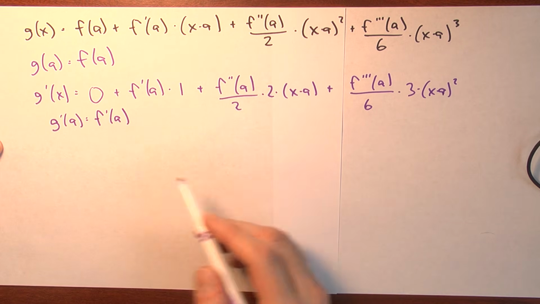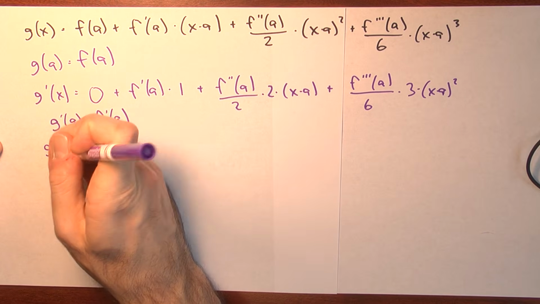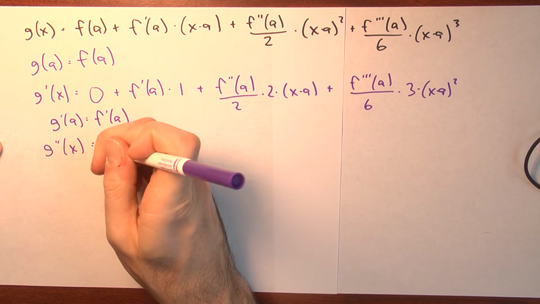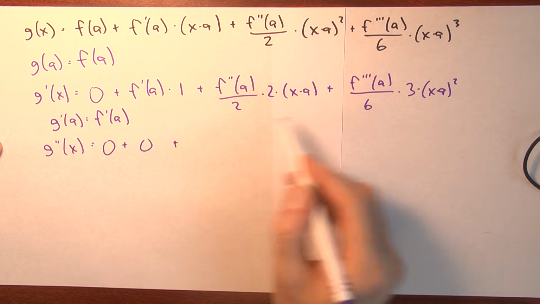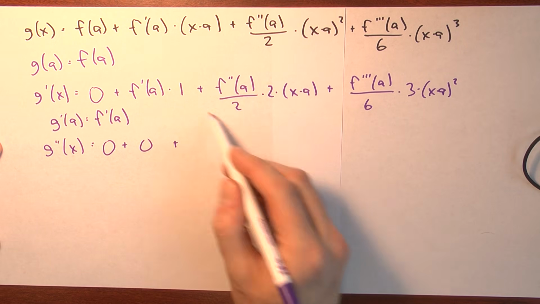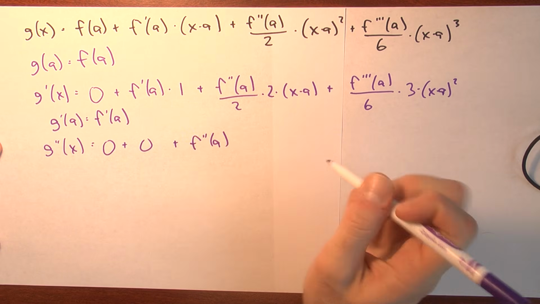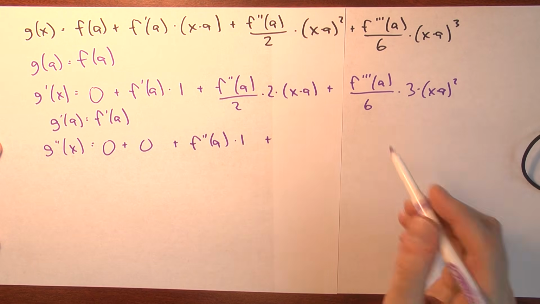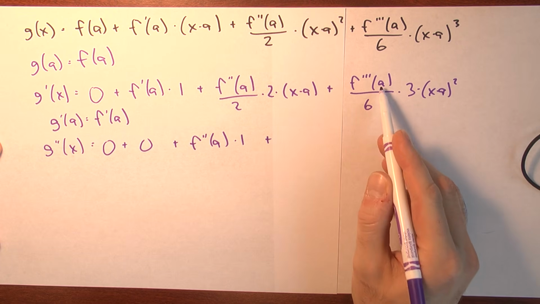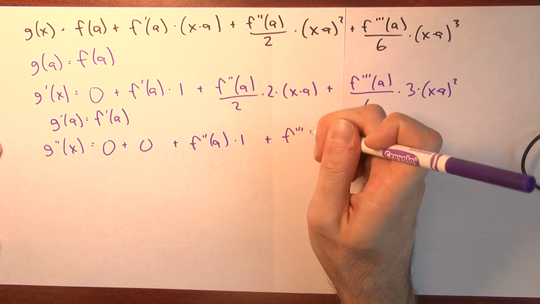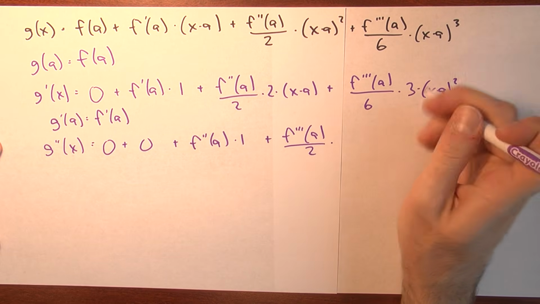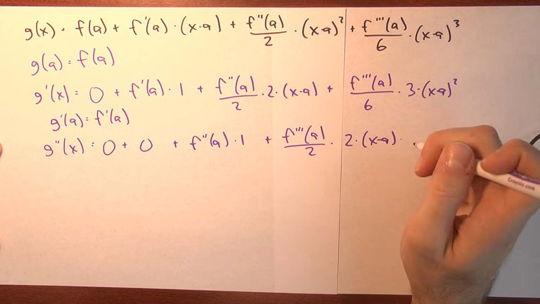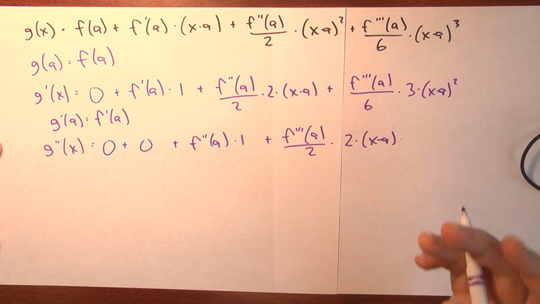Now what about the second derivative? I just have to differentiate this again. So what's g double prime of x? I don't need to differentiate the 0, that's just 0. This is a constant, so that's also 0. The derivative of this is f double prime of a times the derivative of x minus a, which is 1. And the derivative of this is the constant f triple prime at a divided by 2 times the derivative of x minus a squared, which is 2 times x minus a times the derivative of the inside, which is just 1.